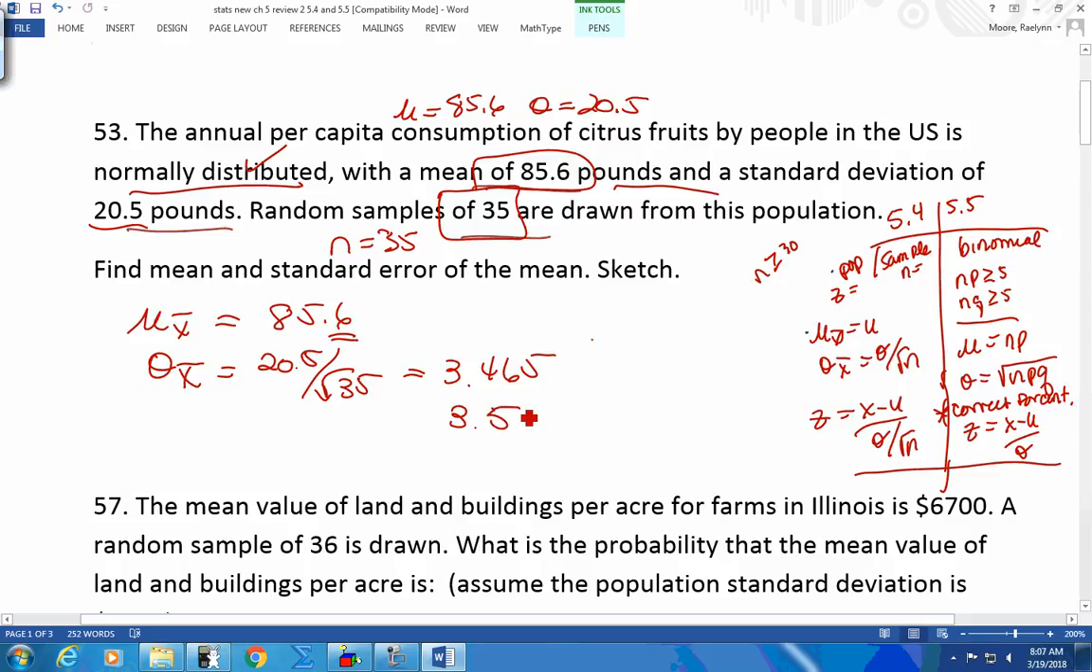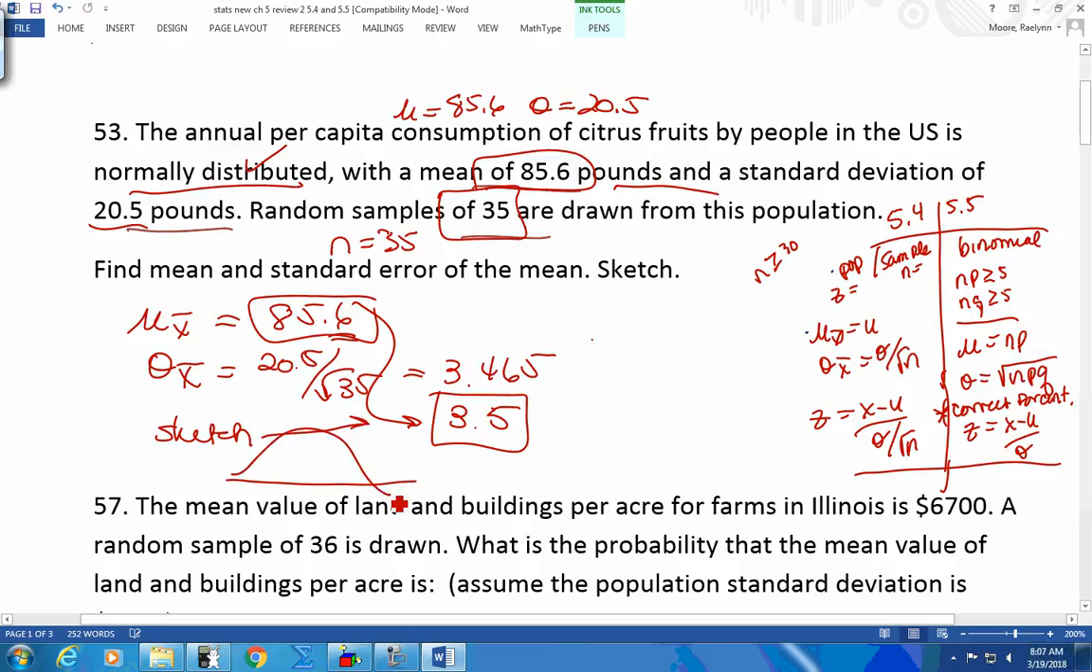So just round to whatever your mean is, do the same rounding. Your sketch comes from this. When you sketch, your mean goes in the middle and then you'll add 3.5 all the way up. So you'll get 89.1, and you'll keep on going. Don't use 20.5. Use your new standard deviation. That's what I mean by a sketch.